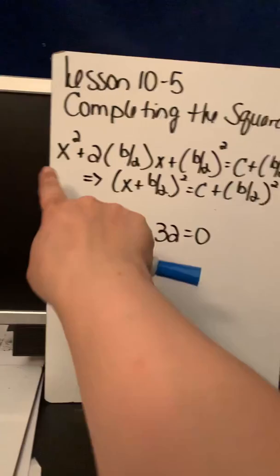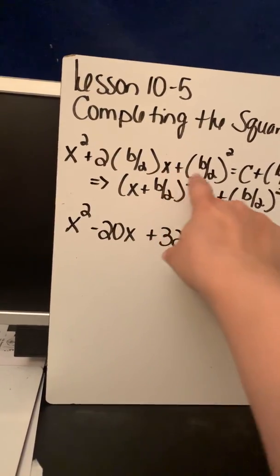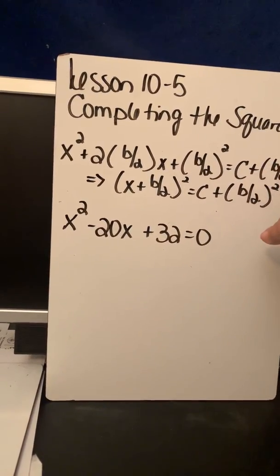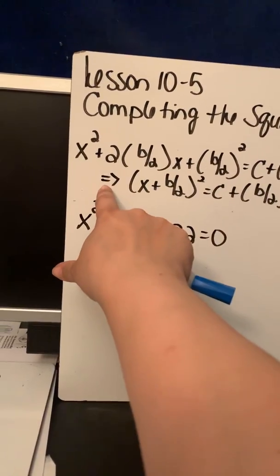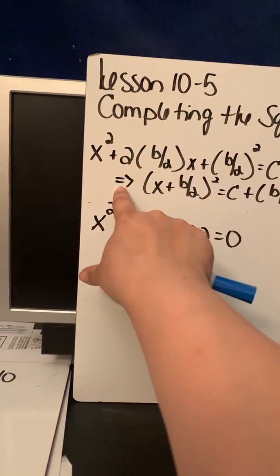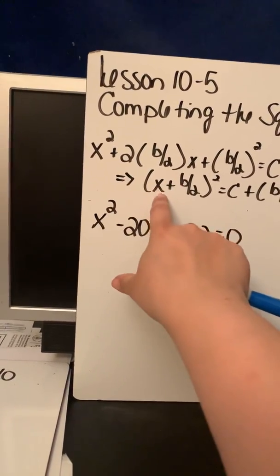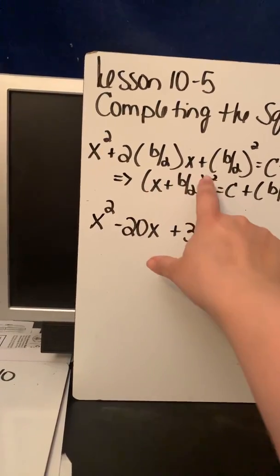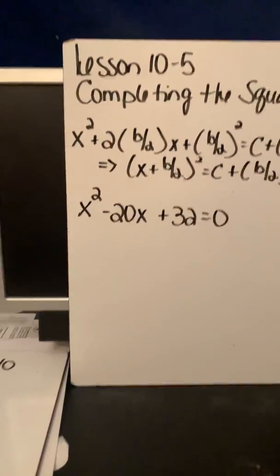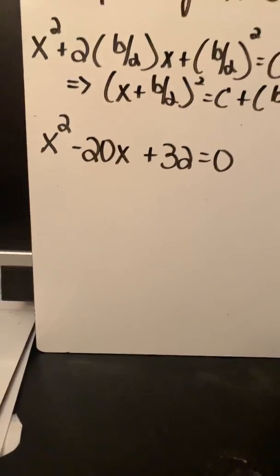Okay? x squared plus 2 times b over 2 x plus b over 2 squared equals c plus b over 2 squared. Yes, it looks like a sideways smiley. It is not. It is implies. Implies that x plus b over 2, that quantity squared, equals c plus b over 2 squared. So, how to put this into play and how to work with it.